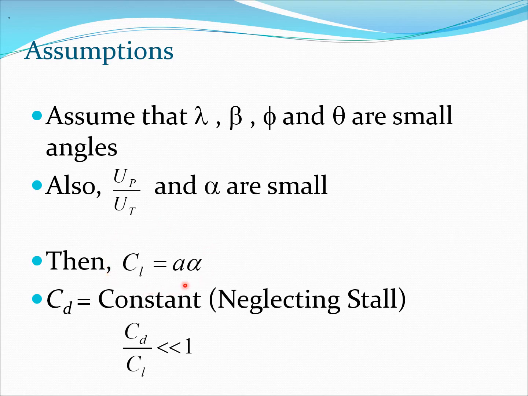So with these approximations and also staying in the linear region of the lift curve, we can say that Cl is A into this angle. Now Cd is also constant in this region. We are neglecting stall here, so the angles are all small, and Cd by Cl is much less than 1.